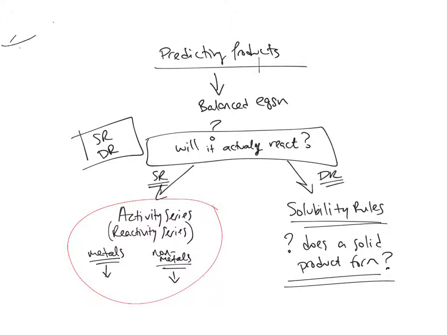For double replacement, we're over on the other side here, and we are looking at solubility rules. Basically, this is a list of rules that allow us to determine whether or not an ionic compound will be solid in water, or whether it will form an aqueous solution by dissolving in water.